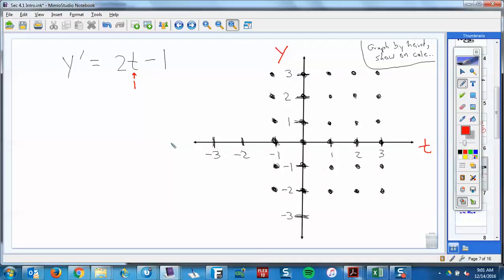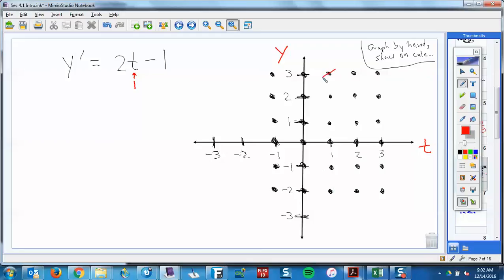What do you get? 1. You get y prime equals 1. Well, what's y prime mean? The slope of y. So on this graph, when t is 1, which means all up and down this line right here, right? When t is 1, my graph's going to have a slope of 1.